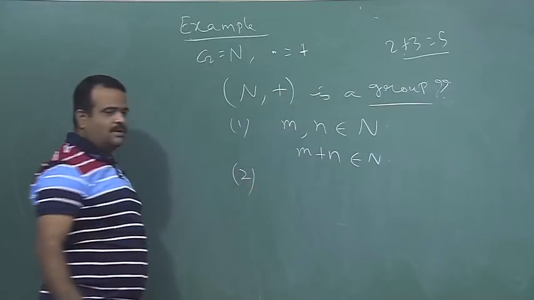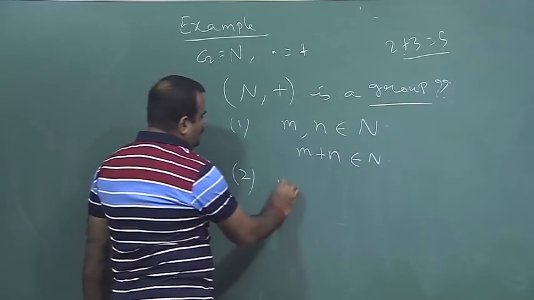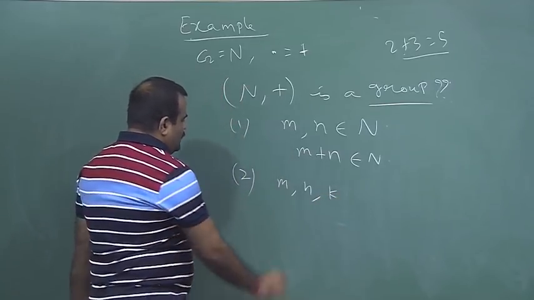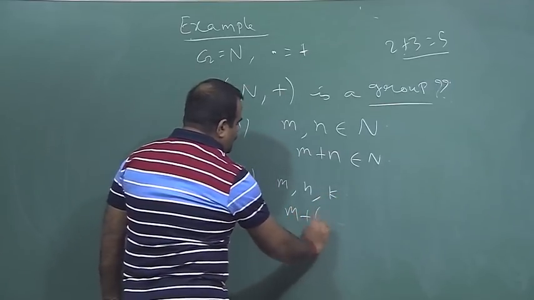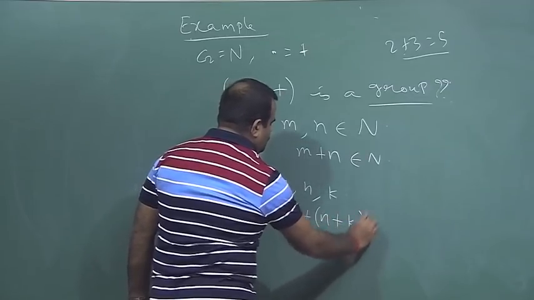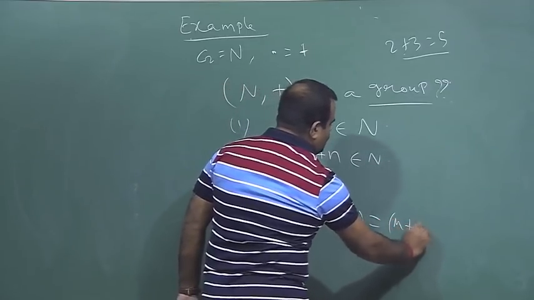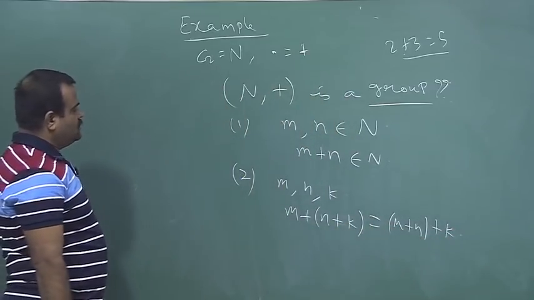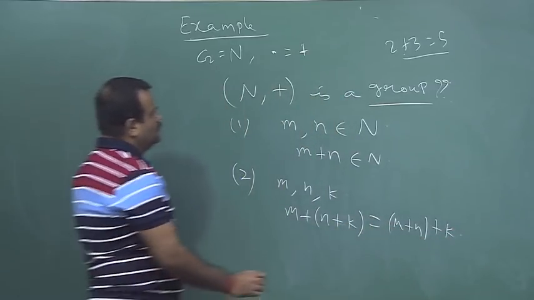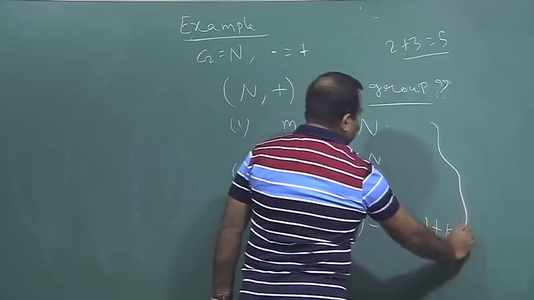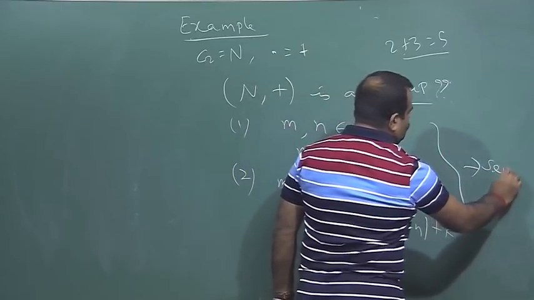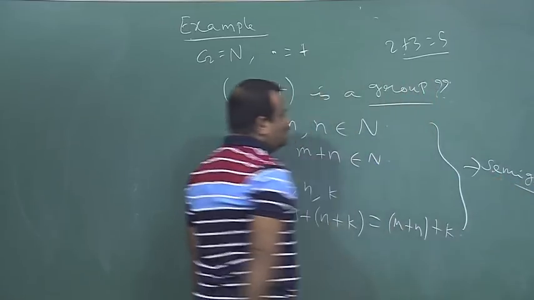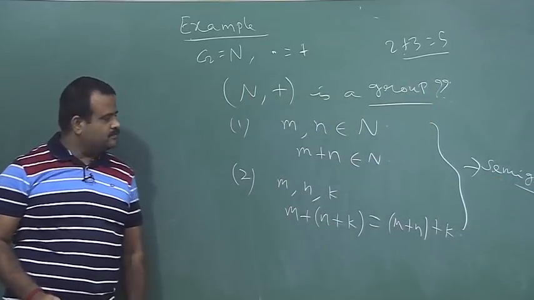Now, associativity. If you take three natural numbers m, n and k, then this is also true: m plus n plus k is equal to m plus n plus k. So, associativity is also satisfied. So, it is a semigroup. These two tell us it is a semigroup. Now, the question is whether it is a group or not.